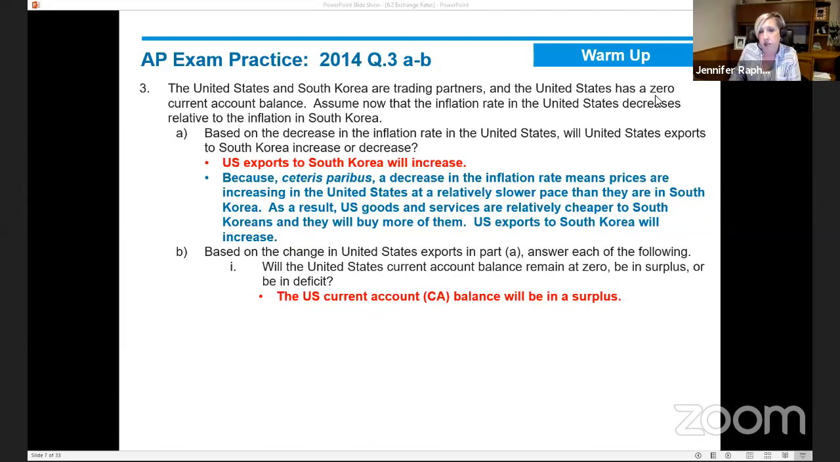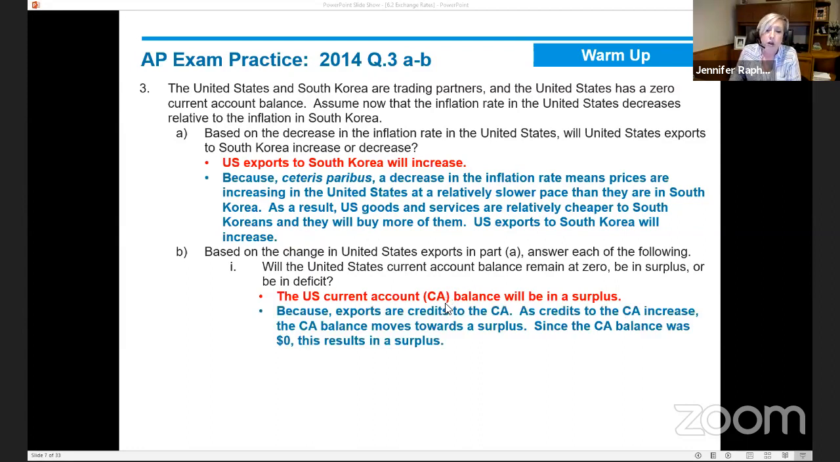If we didn't know the starting position, we wouldn't be able to say that it would become a surplus, but we'd be able to say that it moved toward a surplus, because credits to the current account move the current account balance towards a surplus. Since we know that the starting place is zero, we know that the credits are going to put it into a surplus. So again, even though this isn't an explain point, you want to make sure you understand the reasoning. Exports are credits to the current account. As credits to the current account increase, the current account balance moves towards a surplus. Since the current account balance was initially zero, this turns the current account balance into a surplus.